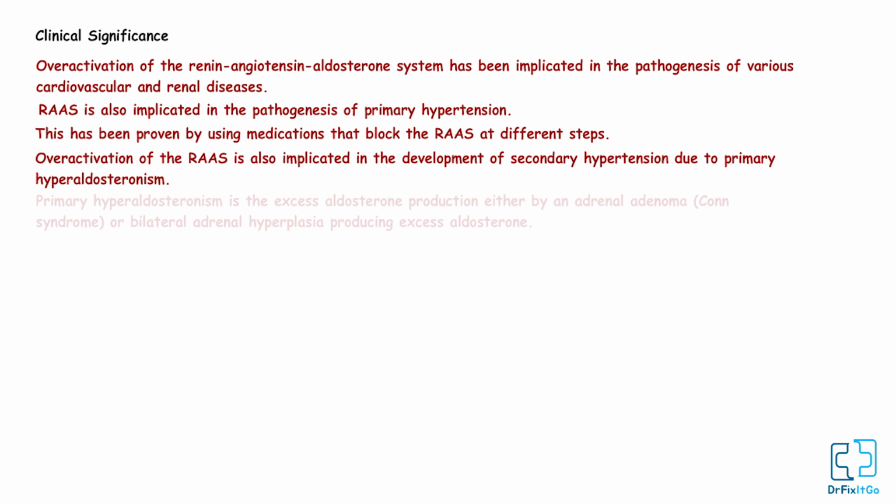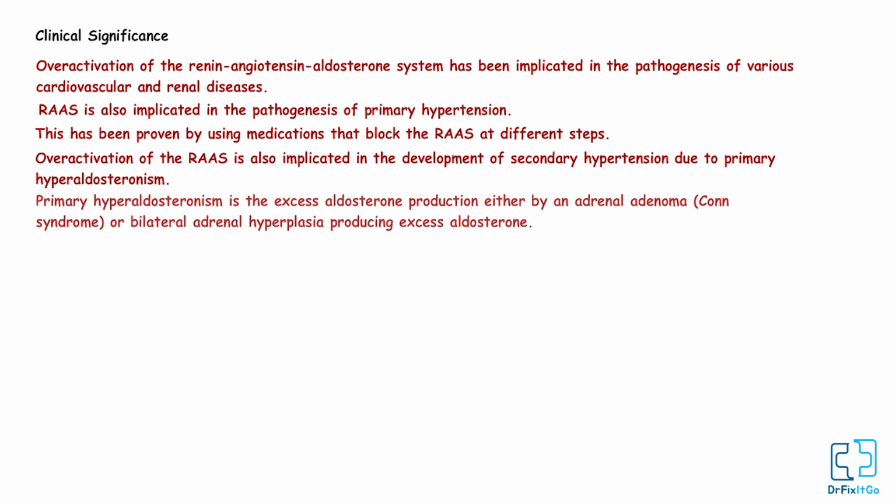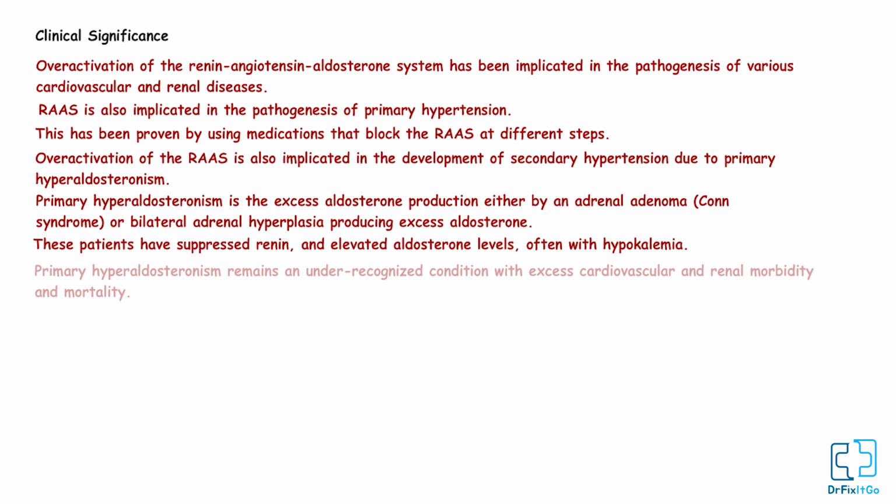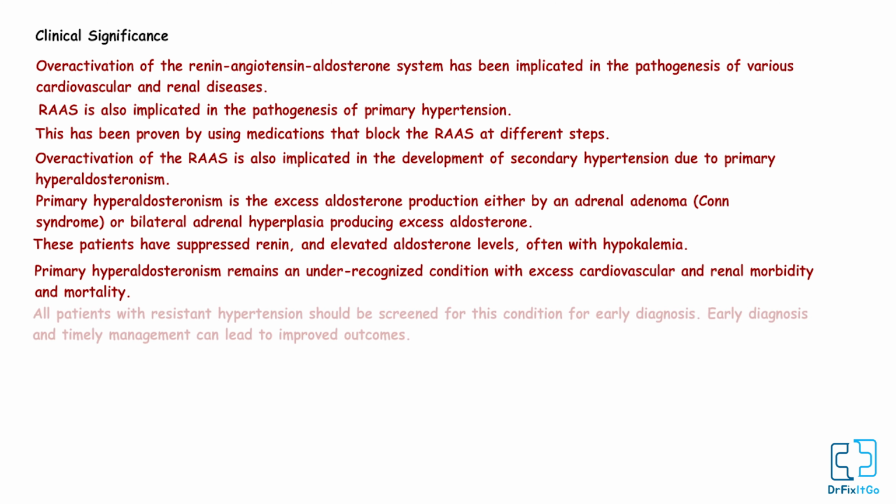Primary hyperaldosteronism is the excess aldosterone production either by an adrenal adenoma, Conn syndrome, or bilateral adrenal hyperplasia, producing excess aldosterone. These patients have suppressed renin and elevated aldosterone level, often with hypokalemia. Primary hyperaldosteronism remains an under-recognized condition with excess cardiovascular and renal morbidity and mortality. All patients with resistant hypertension should be screened for this condition for early diagnosis. Early diagnosis and timely management can lead to improved outcomes.